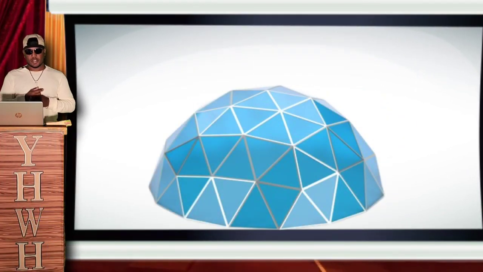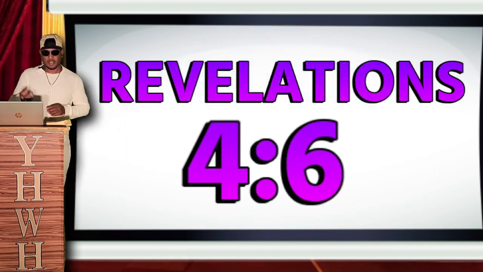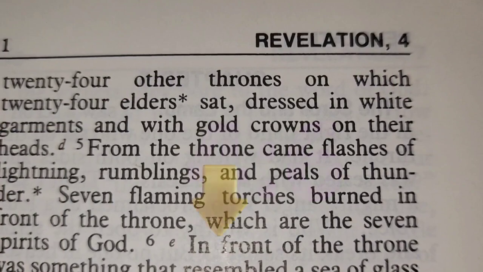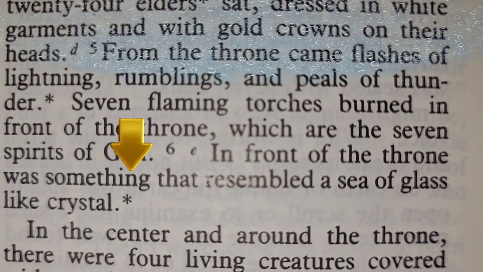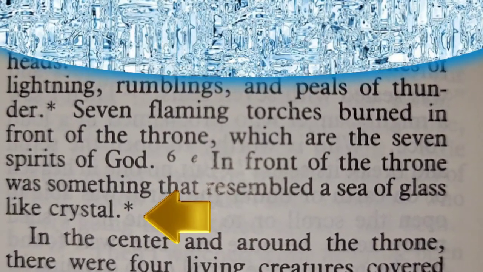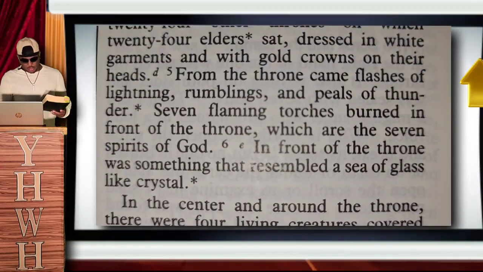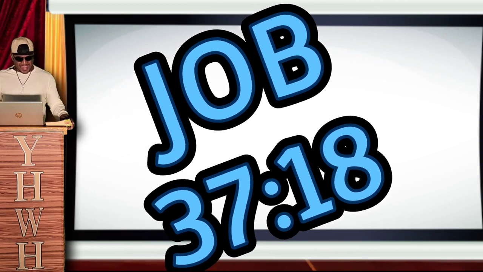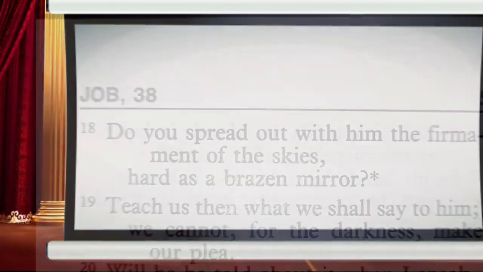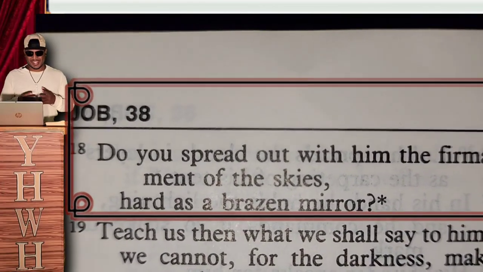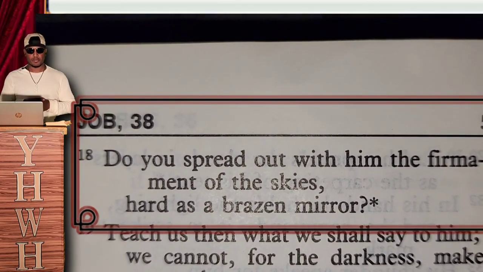It resembles a sea of glass, according to Revelation 4:6. Let's go there. In front of the throne was something that resembled a sea of glass like crystal. That would be the firmament, okay? Now let's go to Job 37:18. This is the New American Bible. Do you spread out with him the firmament of the skies, hard as a brazen mirror?